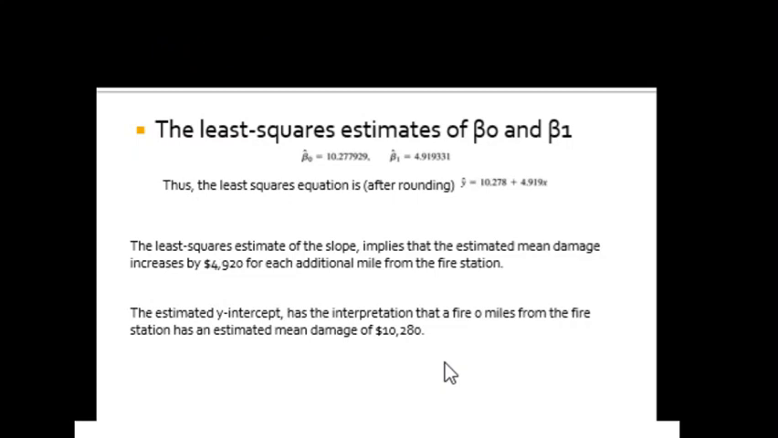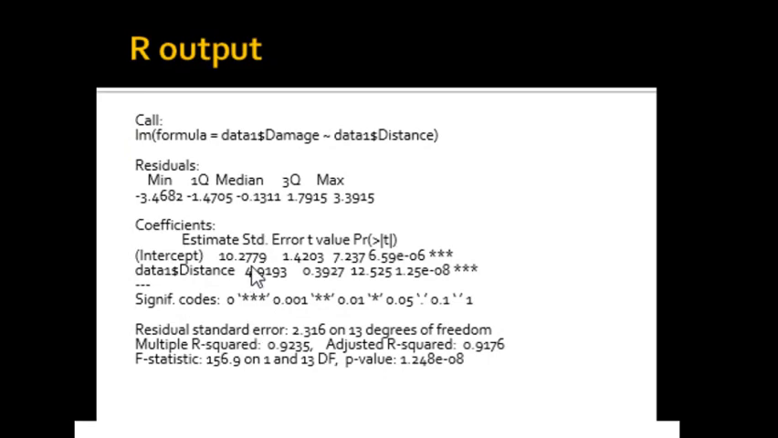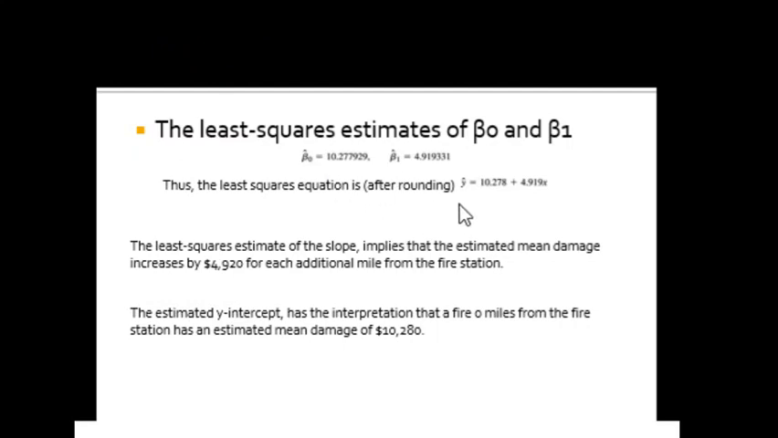Here are the estimates for beta 0 and beta 1. Beta 0 is 10.2779, beta 1 is 4.9193. Now this is the least squares model. Y hat is equal to 10.278 plus 4.919 times x, which is a straight line equation, y equals mx plus b form. Here we are calling it beta 0, the intercept, and beta 1 is the slope.